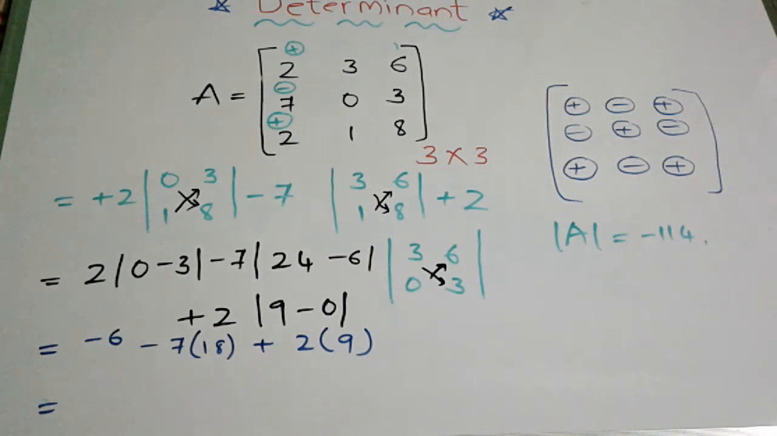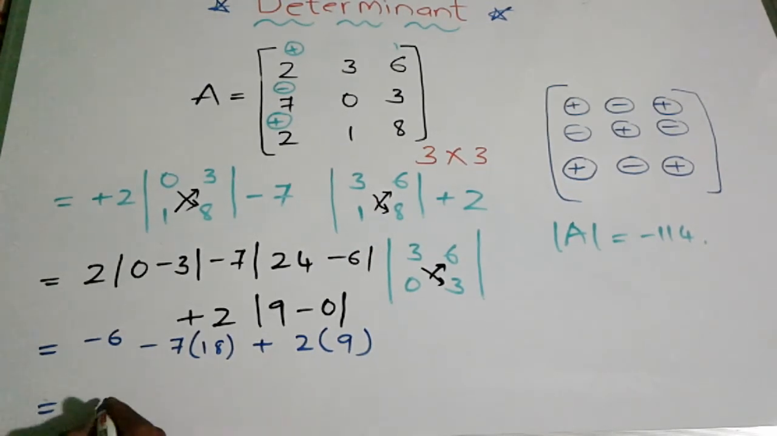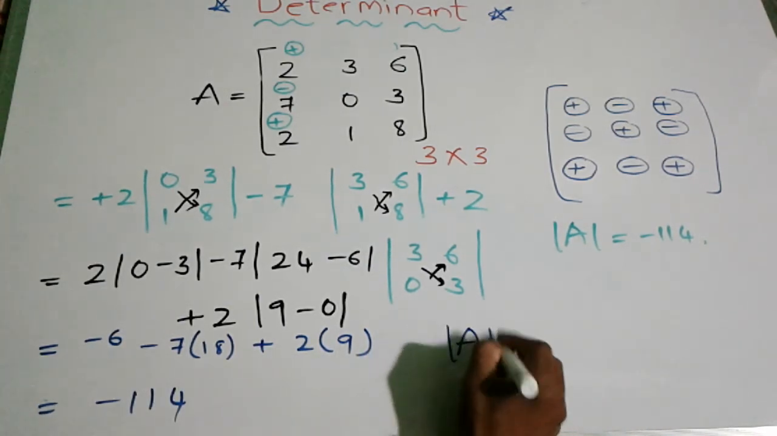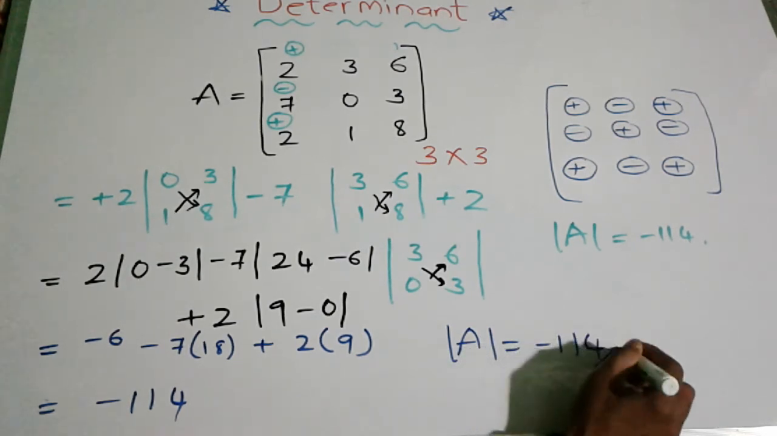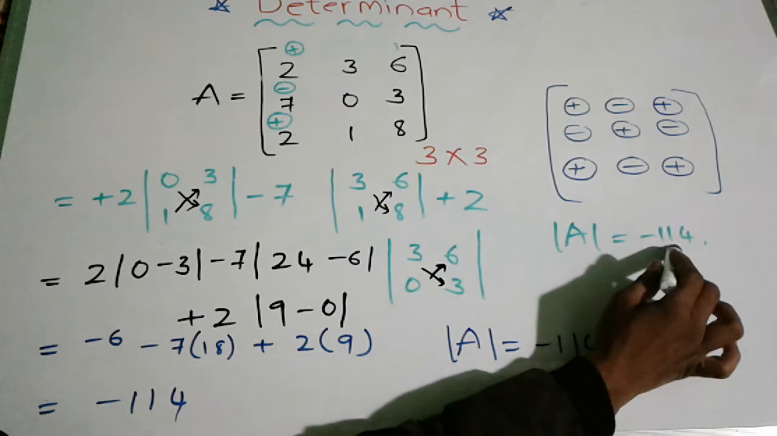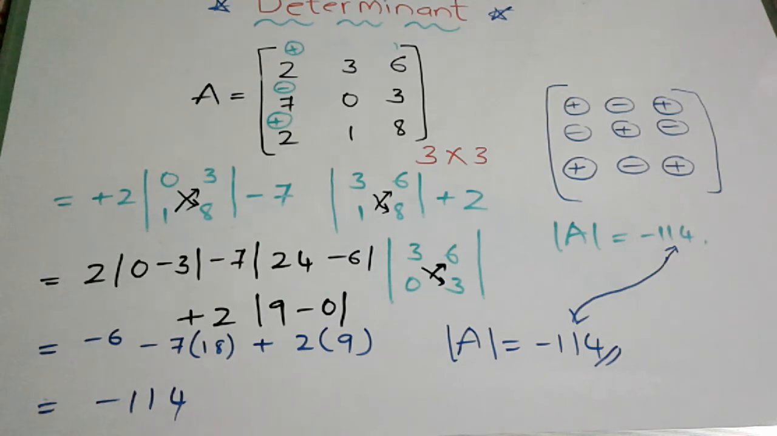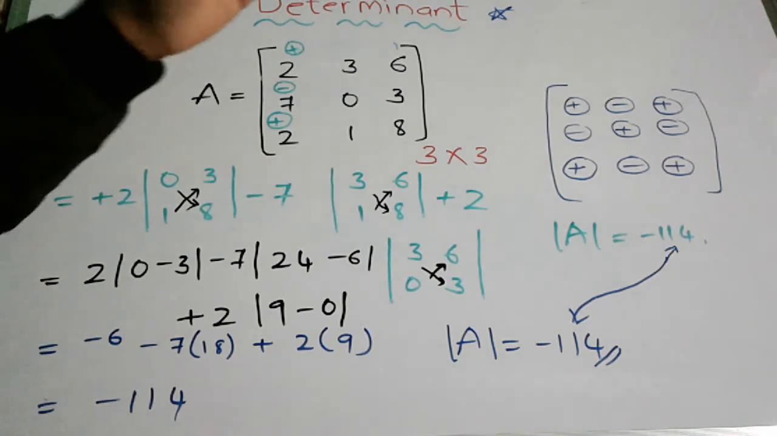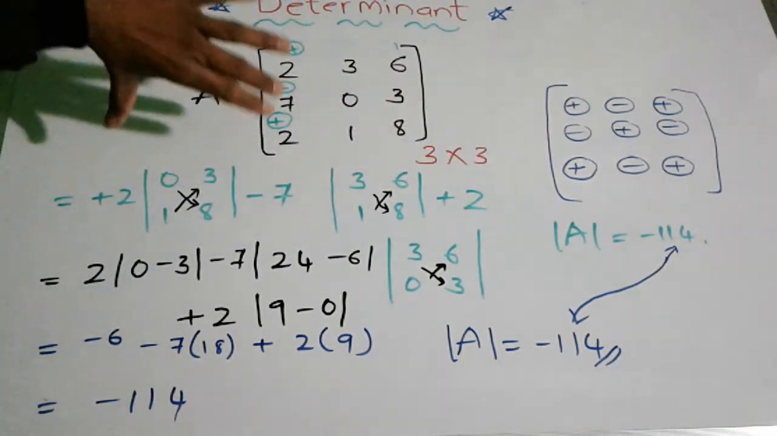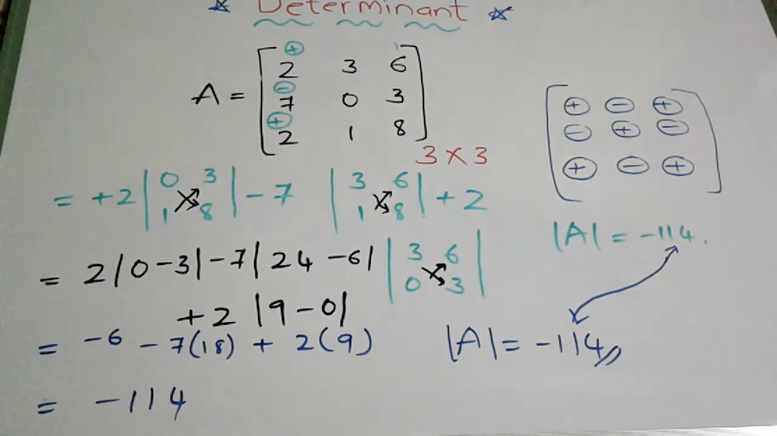After calculating this, we get minus 114. So the value of this determinant is minus 114. So the answers here and here are the same, so we got the answers tallied. Whatever elements you may take, we will get the value in the same way. So you have to follow this pattern and calculate in this way, so that we will get the answer simply. And that's all for the video, guys.